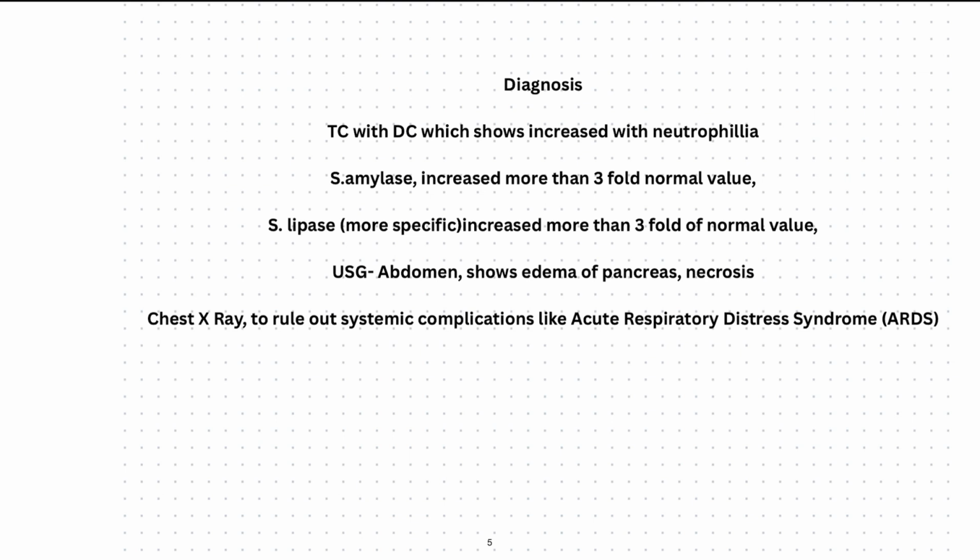We can do a CT scan too, and a chest X-ray to rule out systemic complications like acute respiratory distress syndrome. It is also necessary to ensure that the problem is not only in the pancreas, or there might be other problems in other parts of the body.